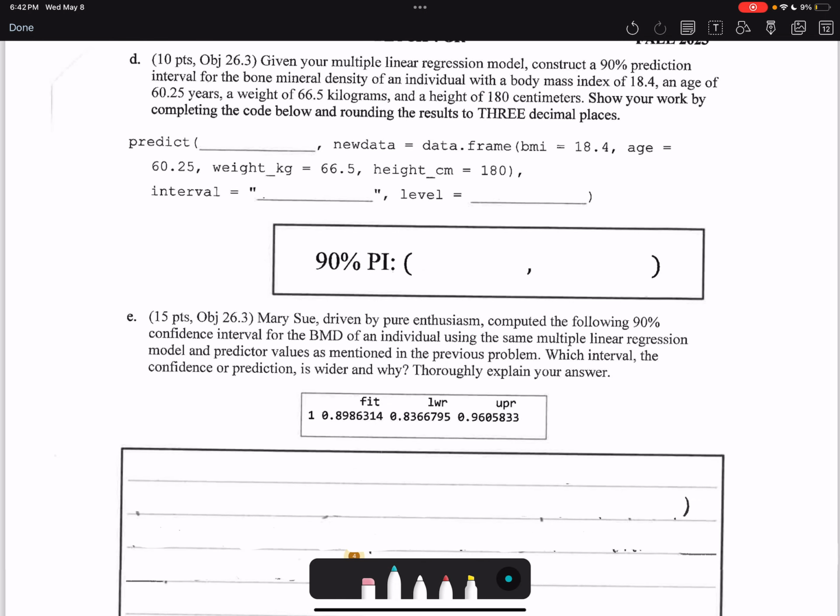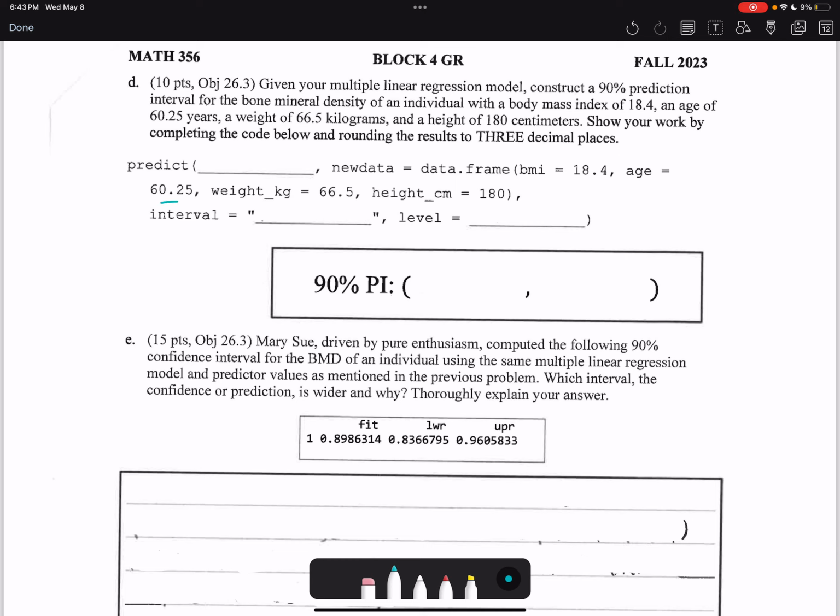Now, given your multiple linear regression model, construct a 90% prediction interval for the bone mineral density of an individual with a body mass index of 18.4, an age of 60.25 years, and a weight of 66.5 kilograms and a height of 180 centimeters. Show your work by completing the code below and rounding the results to 3 decimal places. So we want to predict, well, they already put everything in, which is interesting.